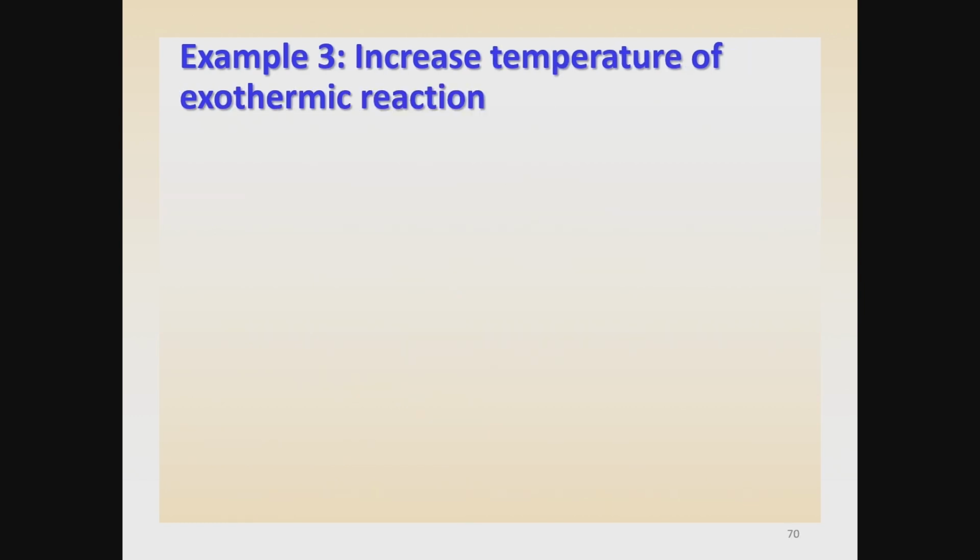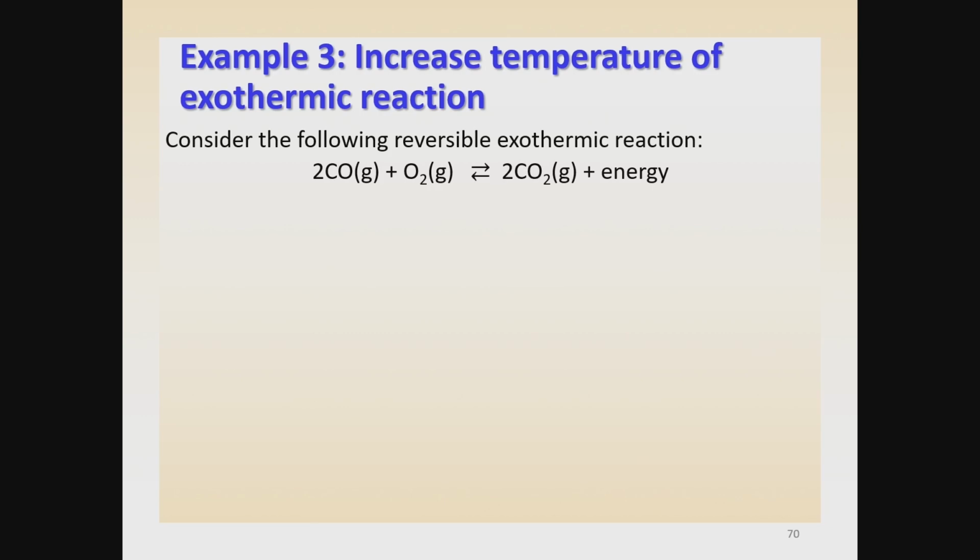Increased temperature of an exothermic reaction. So here we have the same reaction, but what I'm doing is I am indicating that it is exothermic. And so the way I indicate that a reaction is exothermic is I write the energy term on the product side of the equation. This indicates when you go from reactants to products, you release energy into the environment.